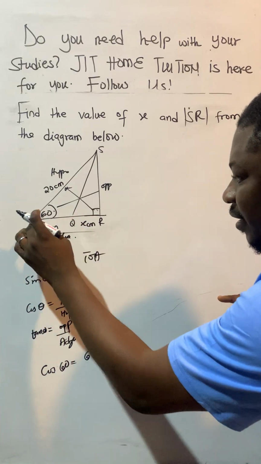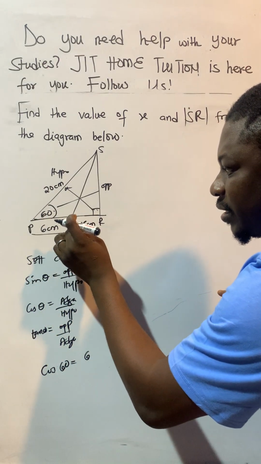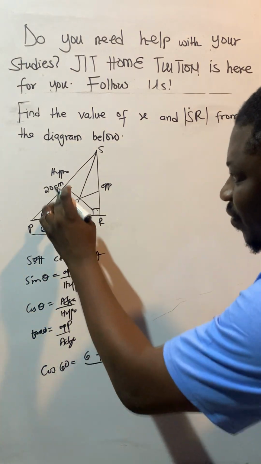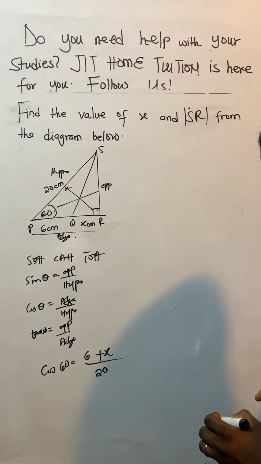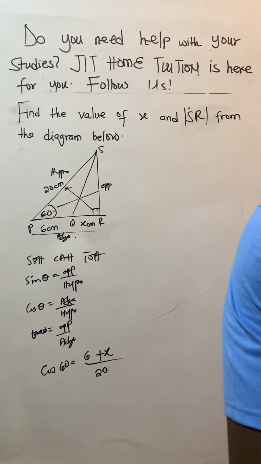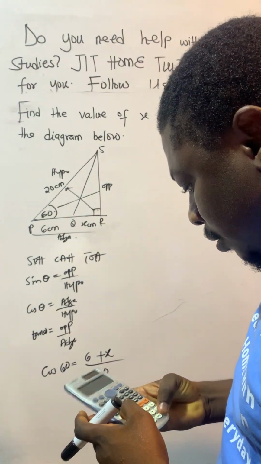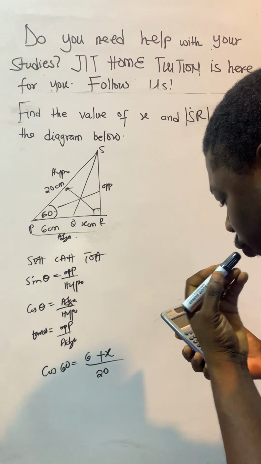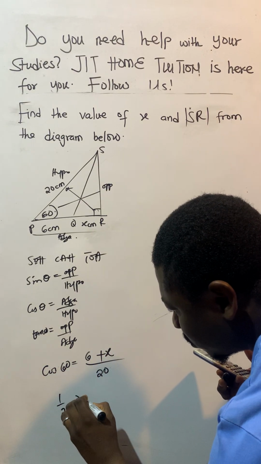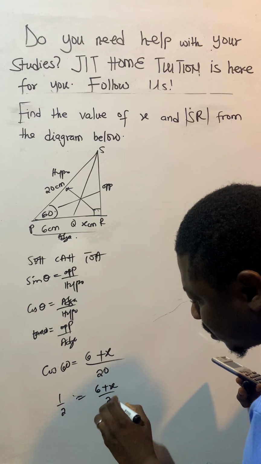What is the adjacent in this case? The whole length here is the adjacent. From this side to this side is 6, and this side to this side is x. So it becomes 6 plus x divided by this one, which is 20. Now what is cos 60? Let me use my calculator. Cos 60 will give you 1 over 2, which is the same as 0.5. So you can maintain it as 1 over 2 equal to 6 plus x over 20.